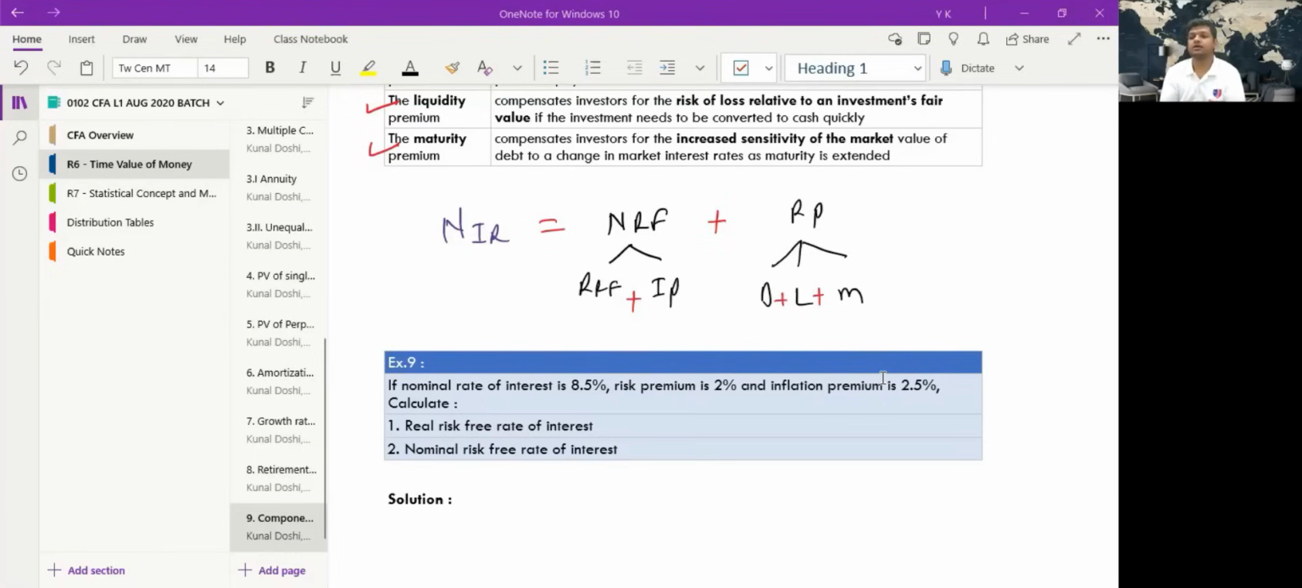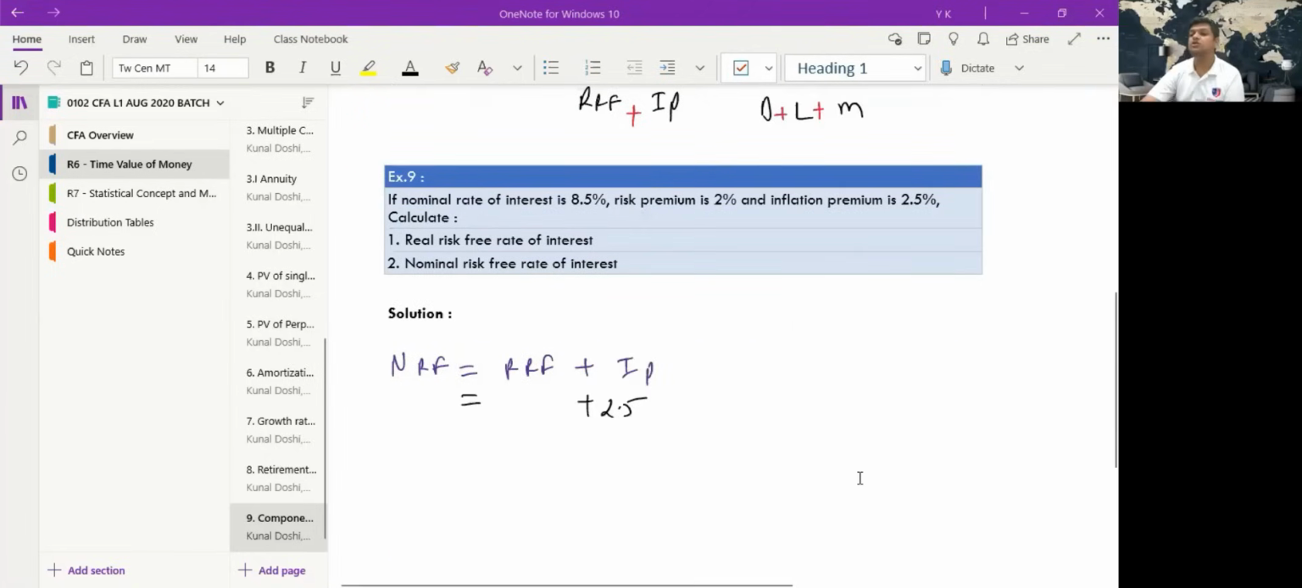What is the first thing you will get? Anyone? Nominal risk-free. Yeah, you'll have to first solve the nominal risk-free. So your nominal risk-free is real risk-free plus inflation premium. And here you have the nominal risk-free. Do we have? No, but you have the real risk-free. Do we have the real risk-free? No, you don't have the real risk-free also. You have the inflation premium, which is 2.5. So you don't have the real risk-free, neither you have the nominal risk-free.